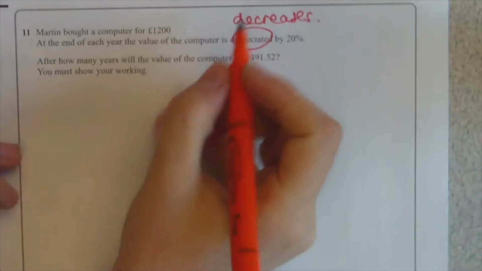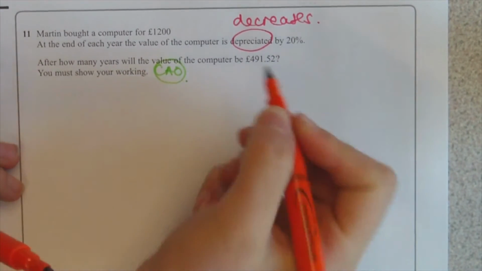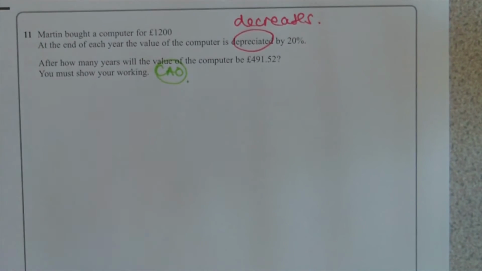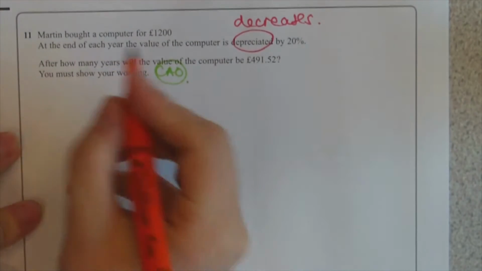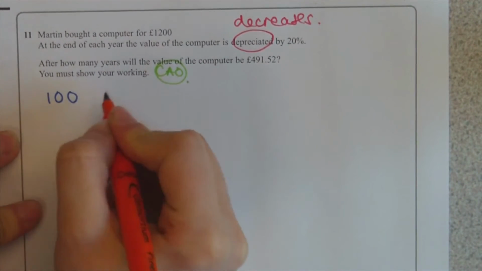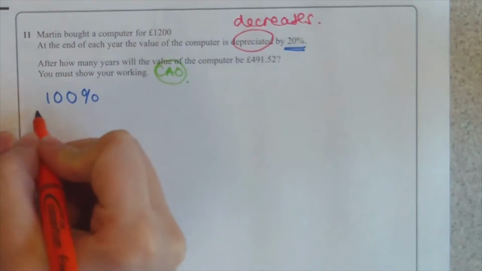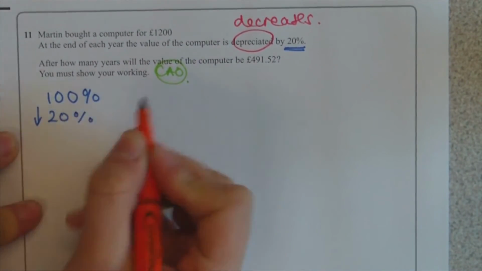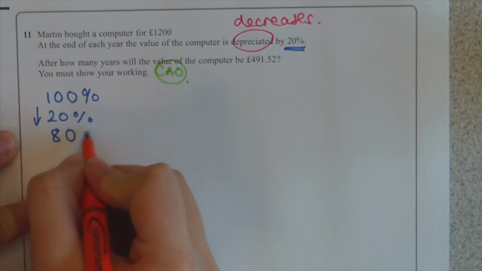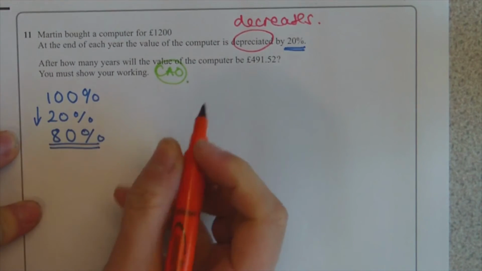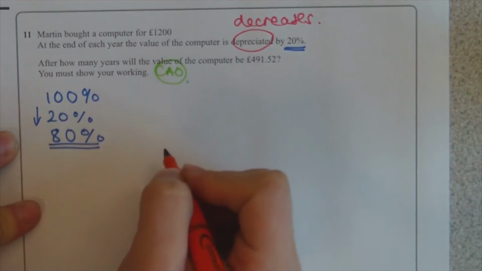Okay, so that's a big hint there that this is going to be a CAO mark. So you've got 3 marks in total, but if you don't show your working, you're probably only going to get 1 mark. So, how would we answer this? Well, we know that percent means out of 100. So we've got 100%. If it's depreciating by 20%, that means it goes down by 20% each year. Okay, that means at the end of 1 year, it's going to be worth 80% of the original cost, because 100 minus 20 is 80.